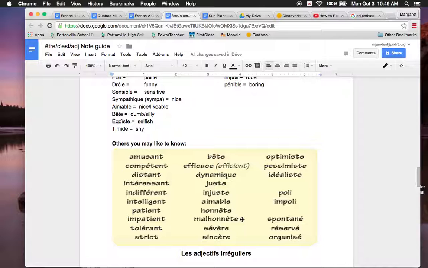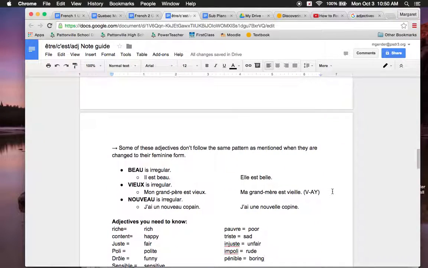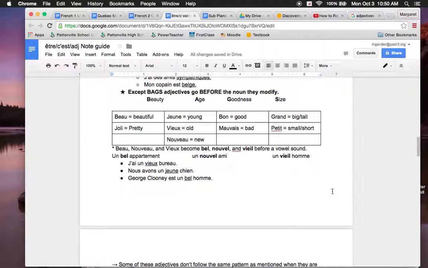Honnête. Malhonnête. Sévère. Sincère. Optimiste. Pessimiste. Idéaliste. Poli. Impoli. Spontané. Réservé. Organisé. So hopefully you actually took the time to actually repeat those. The more that you practice saying them out loud will help you, and it will help your pronunciation as well.